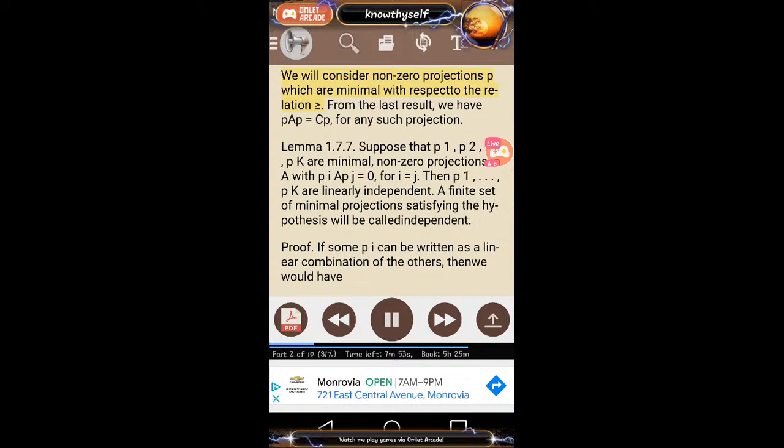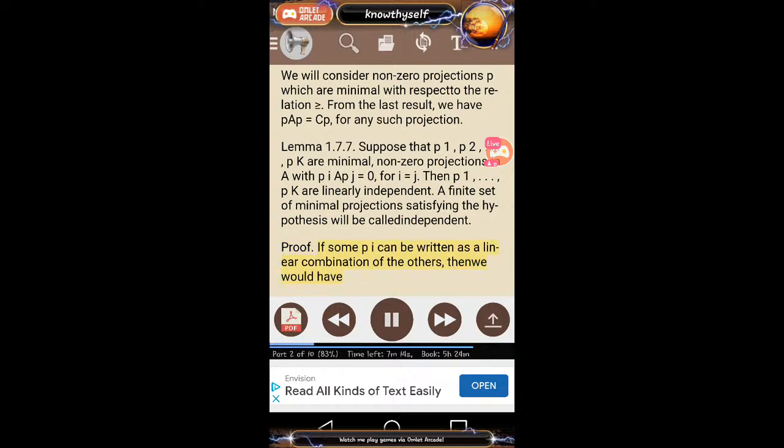We will consider non-zero projections p which are minimal with respect to the relation greater than or equal to. From the last result, we have pAp equals Cp for any such projection. Lemma 1.7.7. Suppose that p1, p2, ..., pk are minimal, non-zero projections in A with p_i p_j equals 0 for i not equal to j. Then p1, ..., pk are linearly independent. A finite set of minimal projections satisfying the hypothesis will be called independent.